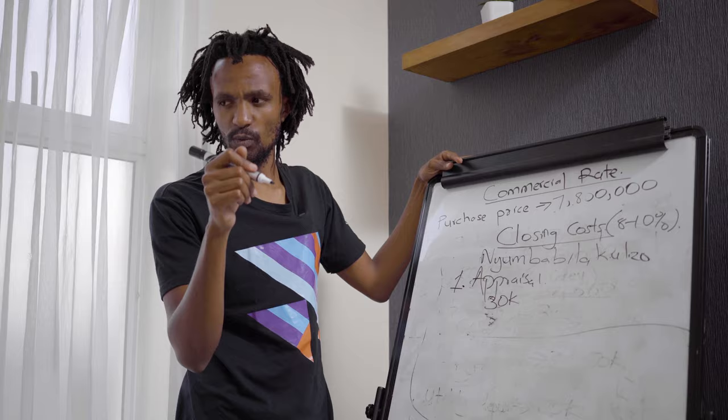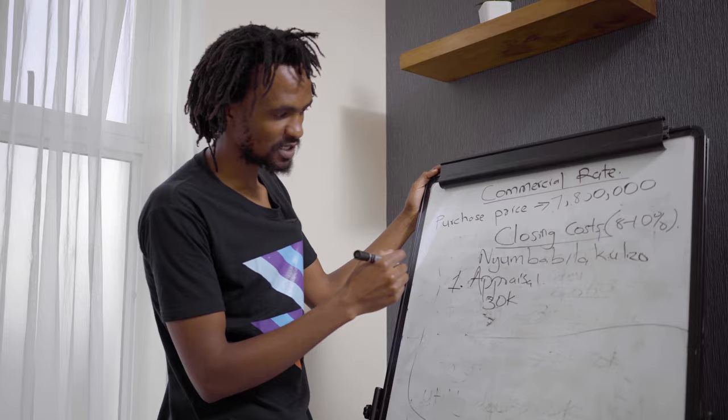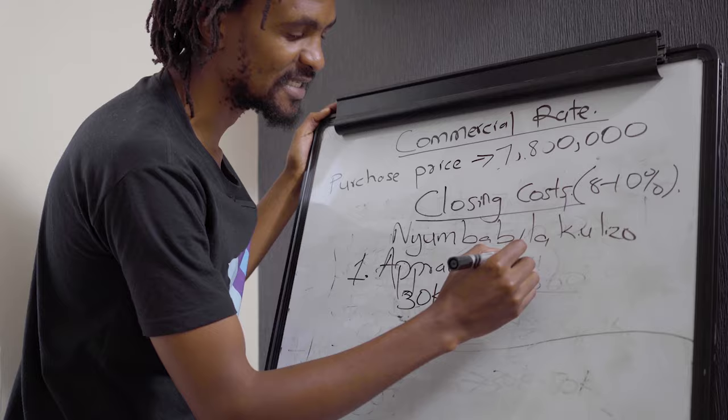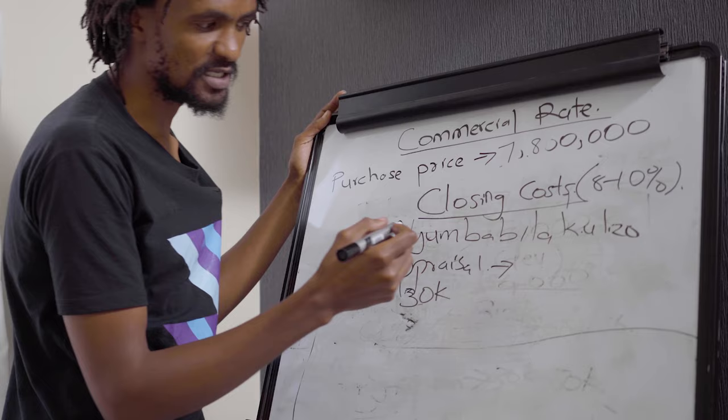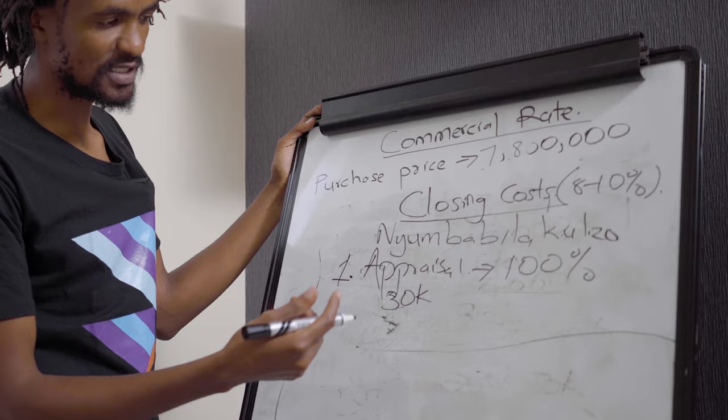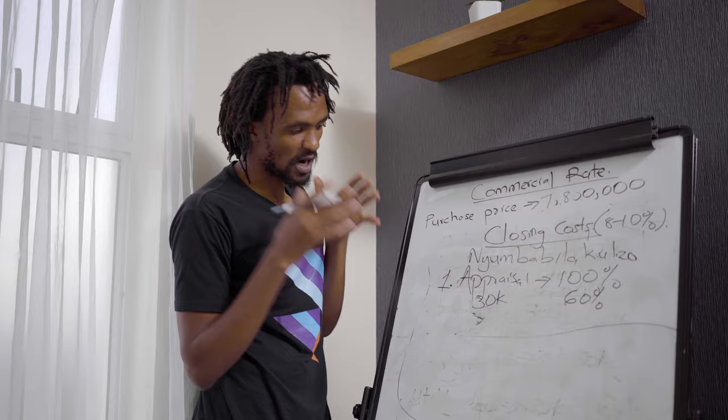From this appraisal, you get two things. You get to know what percentage the bank will finance you. After the appraisal, they'll tell you, hey, your statements are good, we can give you 100% financing. Or, we've gone through your statement, we can only give you 60%. So the appraisal is to determine whether you can match the monthly payments.